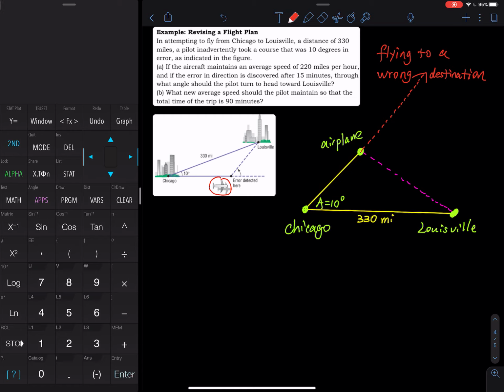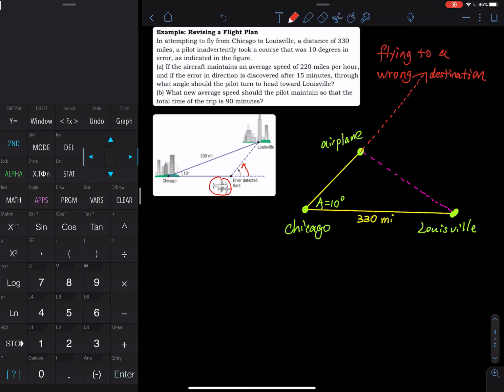Part A is if the aircraft maintains an average speed of 220 miles per hour, of course you are going in a wrong direction. And if the error in direction is discovered after 15 minutes, so 15 minutes later, someone calls you and says, hey, you are off course. Through what angle should the pilot turn to head toward Louisville? So what angle should you turn in order to fly to Louisville? That's what we are trying to find out.